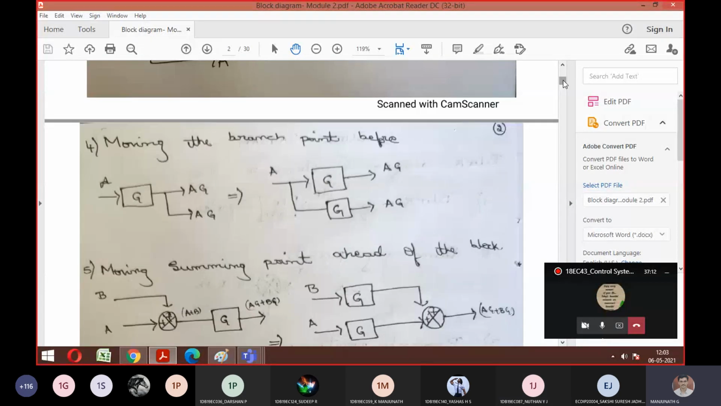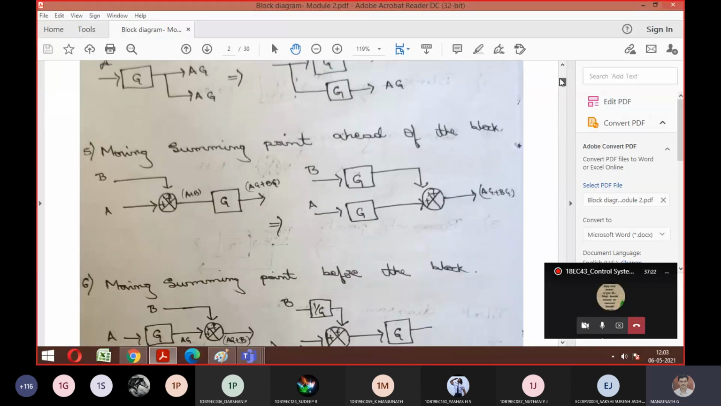Next, coming to the summing point rules. At the beginning, I showed something called a summing point. Always remember, whatever diagram is there and whatever equations we got, whatever alteration I make towards my right-hand side, the ultimate output should not get altered. That is the agenda.